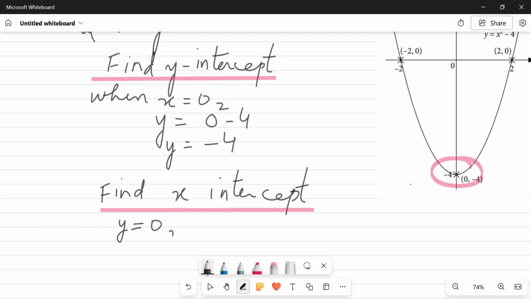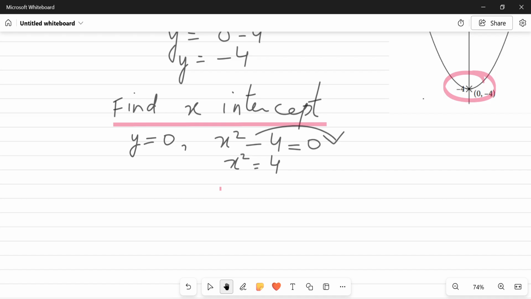The equation was x squared minus 4, okay? And then equal to 0. This one was the equation. I replaced y because the y value is 0. Okay. Now when we solve it, I'm going to solve x squared is equal to 4. Shift the minus 4 to the other side. It gives you plus 4.